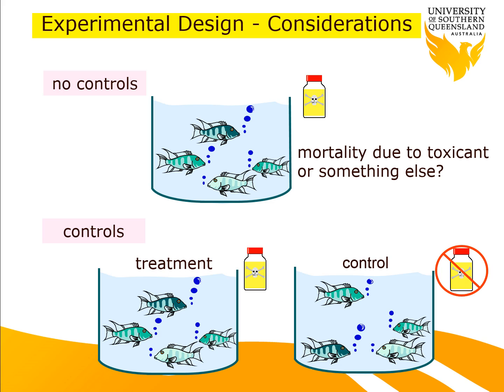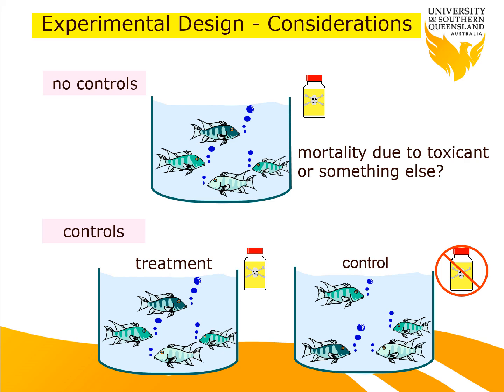So here we have some fish, and we're going to add a poison. If we have no controls, we just have one tank of fish and we throw in some poison, how do we know that mortality is due to the poison or the toxicant and not something else? How do we know that these fish weren't really elderly and dying anyway? How do we know it wasn't something in the water before we put the toxicant in?